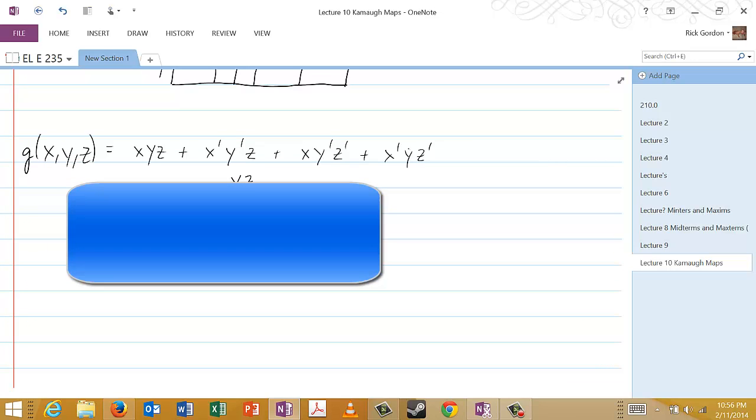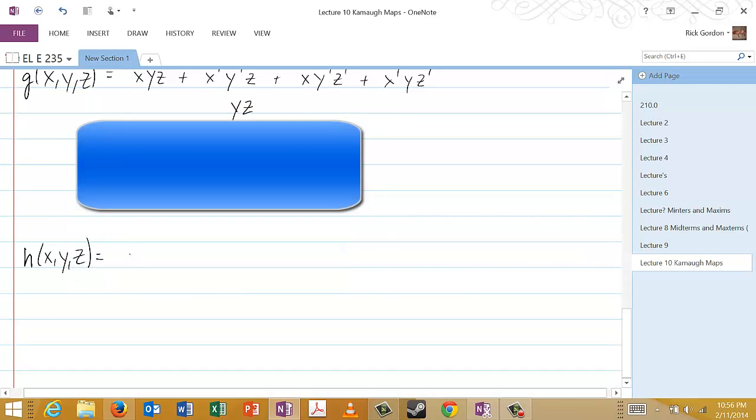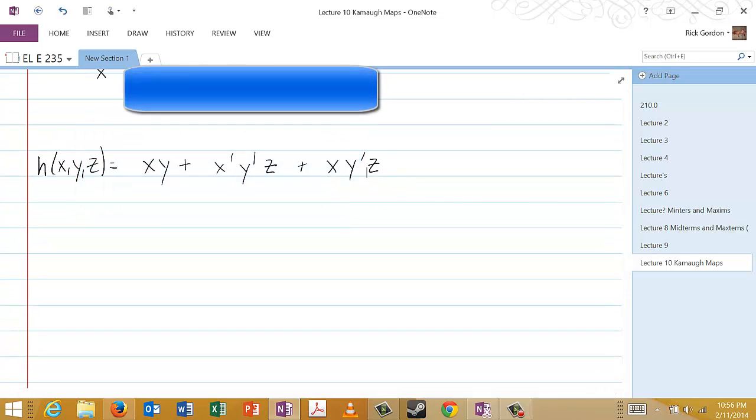And now let's look at still another example. Let's say maybe h of x, y, z. And this time we'll have a little twist in it. Let me go ahead and give the example, and then let's look at this example. Again, this is a function of 3 variables.